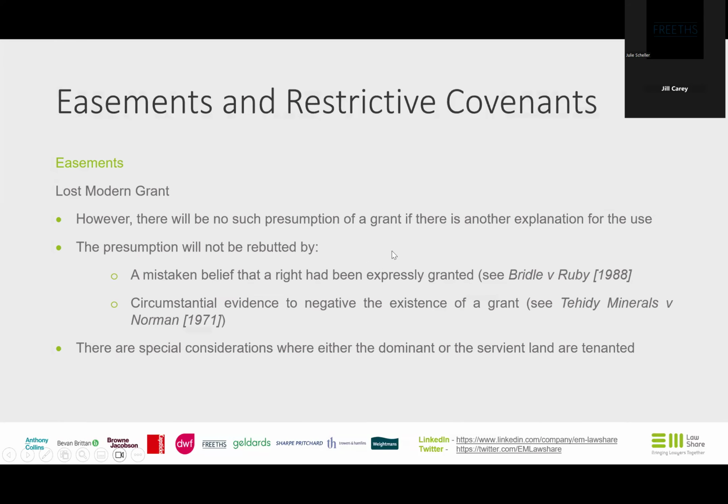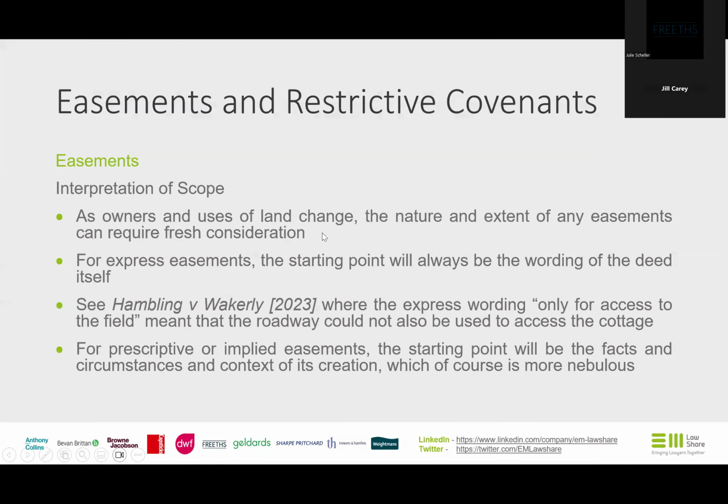There will be no presumption, though, if there can be another explanation for the dominant landowner using it, and the presumption will not be rebutted if you can show there was a mistaken belief that a right had been expressly granted, or if there is circumstantial evidence that proves that a grant couldn't have been made. I won't go into it now, but it can get much more complicated if there is a lease on either dominant or servient land. Again, specific legal advice would be needed in those circumstances.